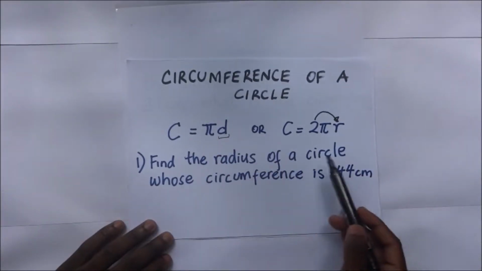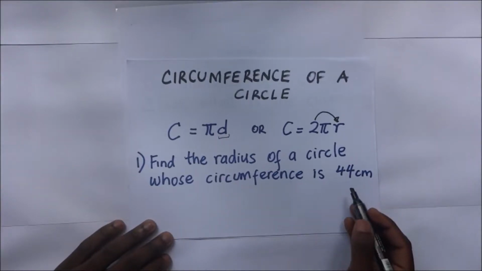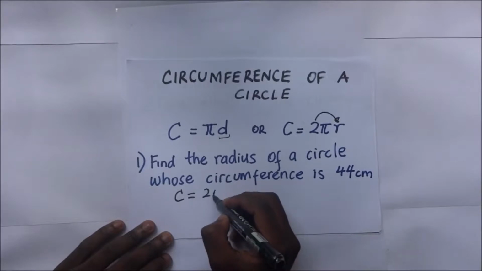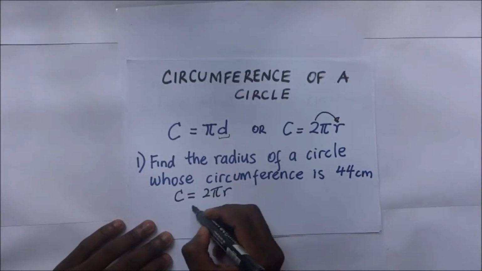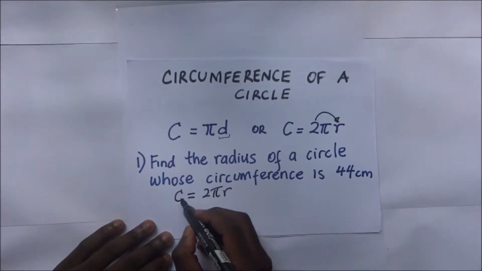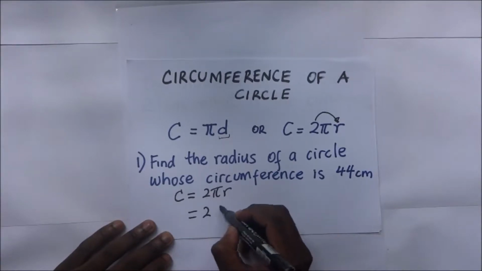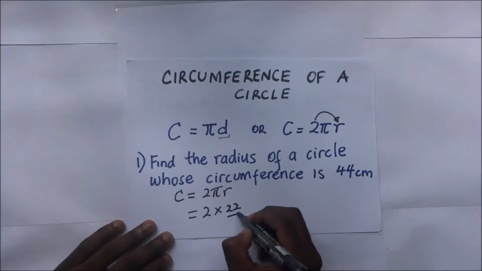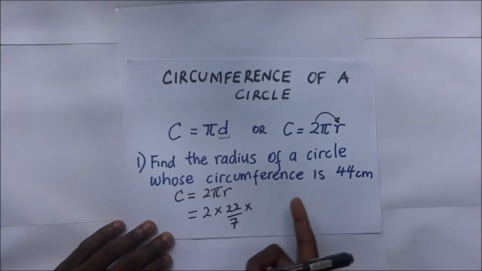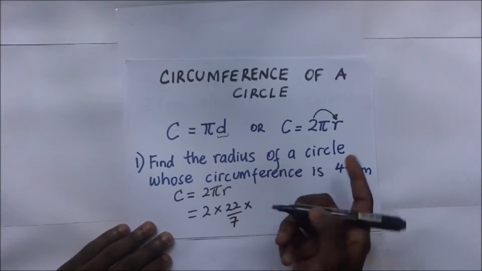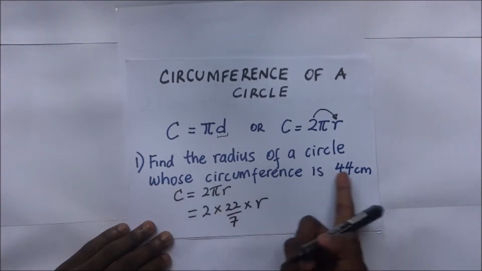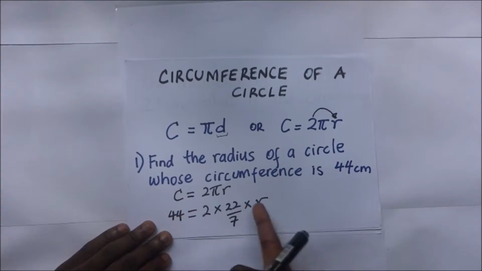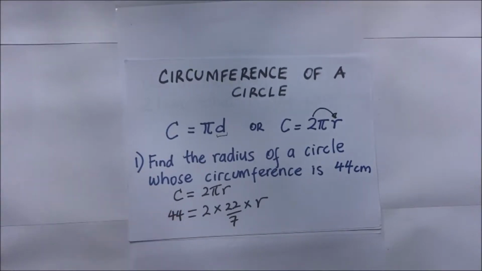So to find the radius of a circle whose circumference is 44 centimeters, we simply quote that formula that the circumference of a circle is given by 2 pi r, and we know that it's going to be 2 times pi. Pi is 3.14 or 22 over 7 times the radius. Now they are asking us to find the radius of the circle whose circumference is 44 centimeters. So the circumference is 44. Then we get our value of r.